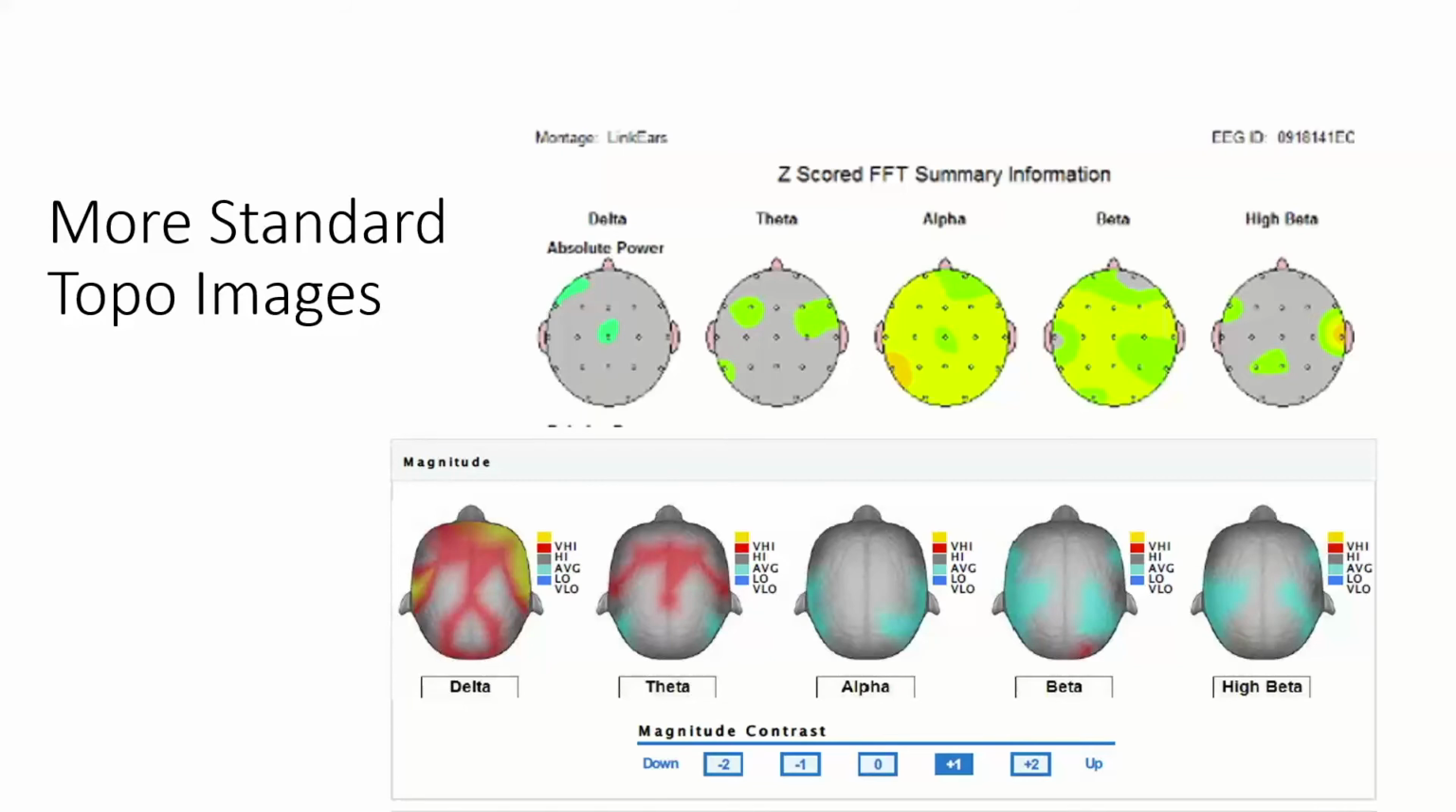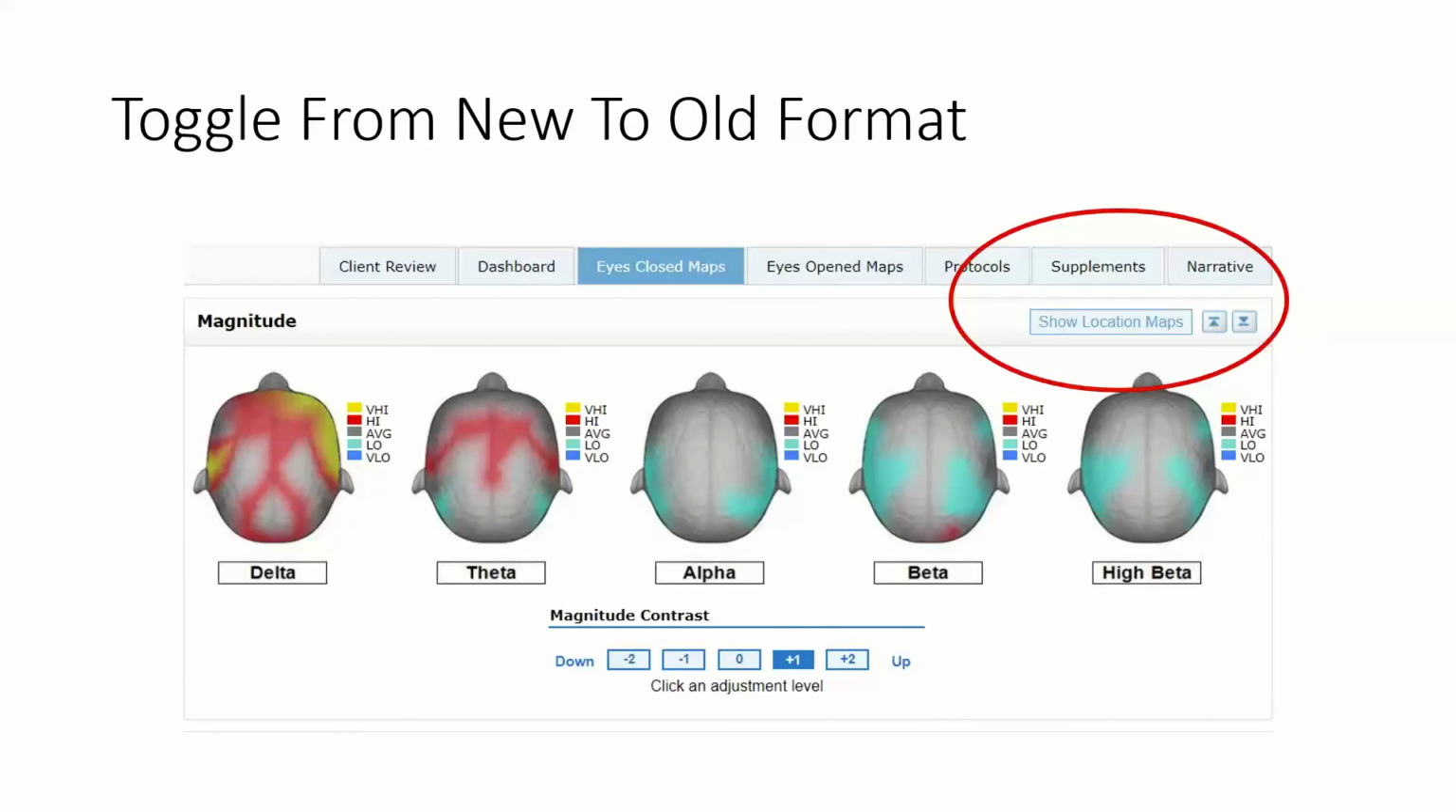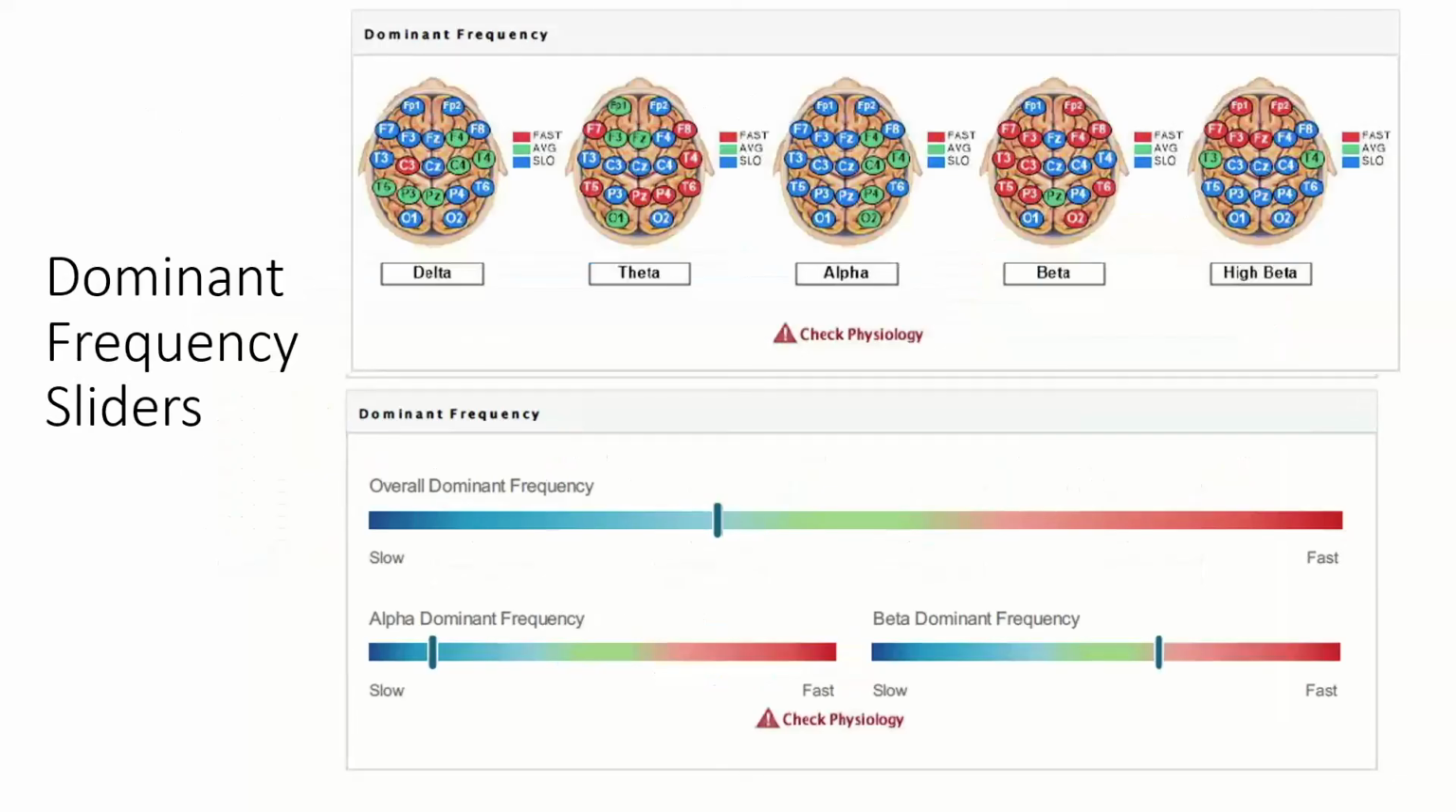Okay, so we think that this is the way to go. Now, if you're like, well, I don't want to use this, you can just click on Show Location Maps. It's right up there in the corner. So when you go up there and this pops up, you say, I'm not into this. Just click Show Location Maps and you'll get the old map. And it'll print it out. So you don't have to worry about that.